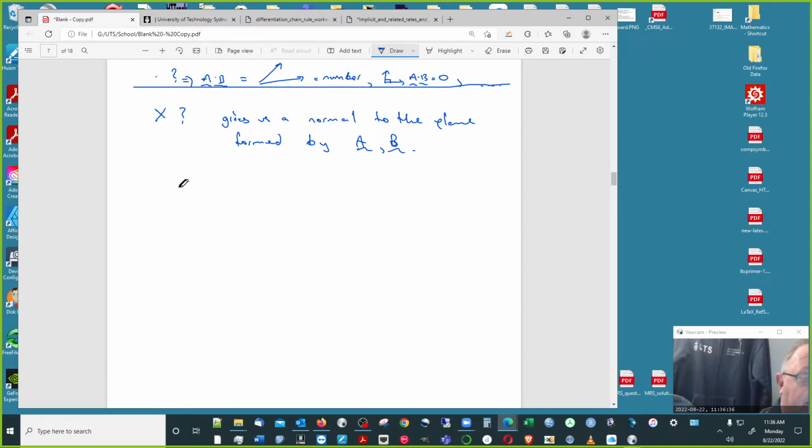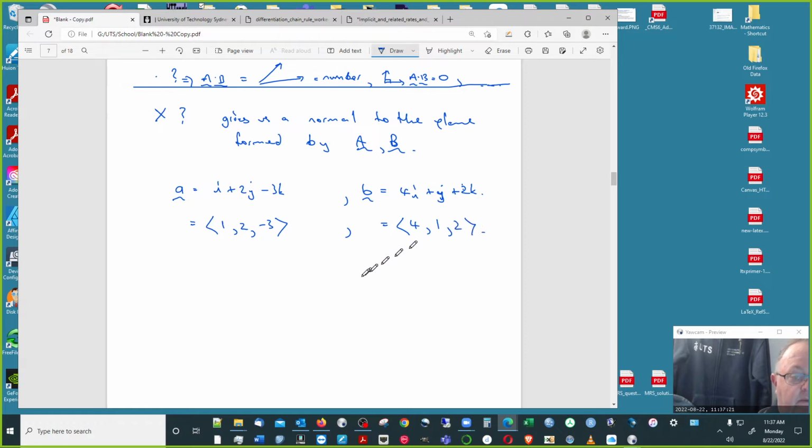So if I have A equals i plus 2j minus 3k, and then B equals 4i plus j plus 2k, something like that, in ijk form, I would immediately change them to their component form, but that's just me. That's how I would deal with them.